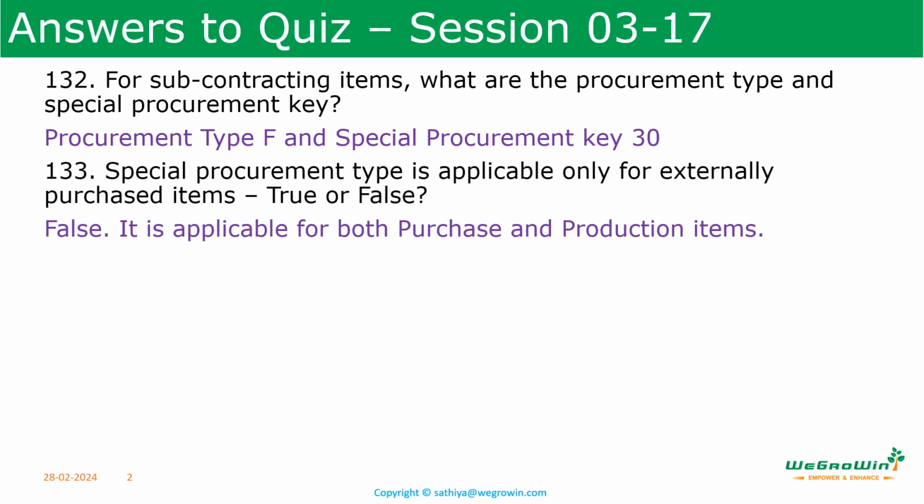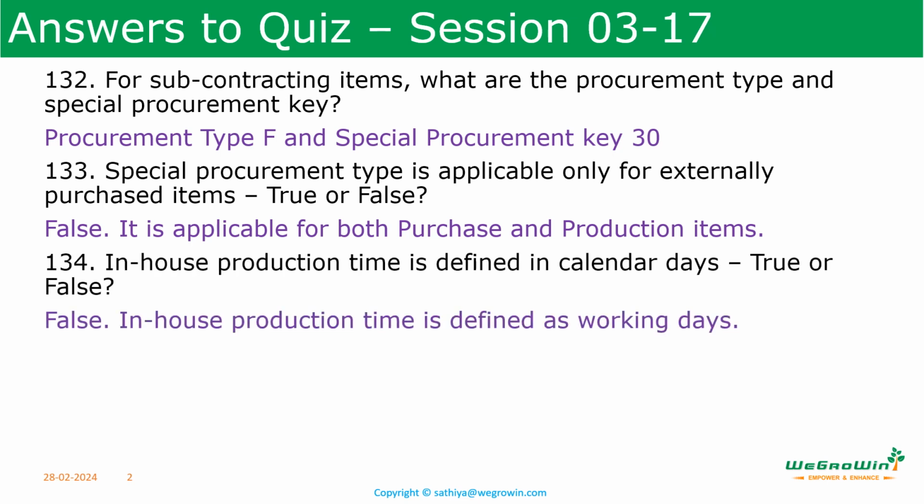Special procurement type is applicable only for external purchase items. True or false? False. It is applicable for both purchase and production items. In-house production time is defined in calendar days. True or false? False. In-house production time is defined in working days. Similarly, goods receipt processing time is also defined in working days.